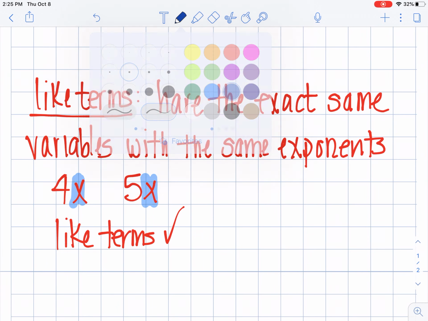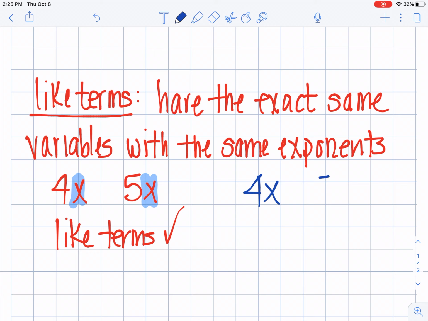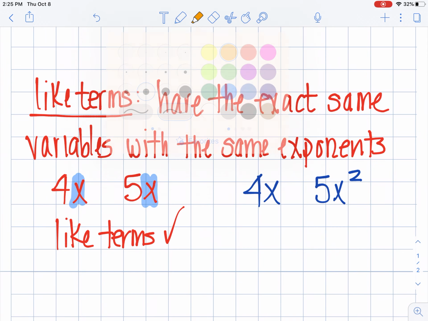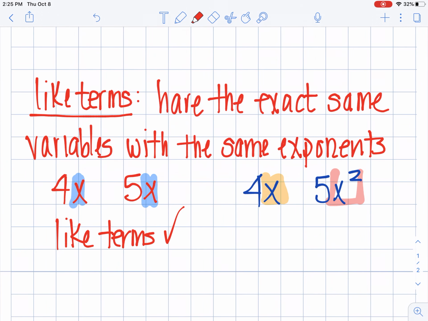But if I look at something that is 4x and 5x squared, in order for things to be like terms, their variables and their exponents have to be the same. So if I look here, this is an x, but this is an x squared. X and x squared are different because this one has a squared and the other one doesn't, the one that's highlighted in orange. So these are considered not like terms. These are not like terms.